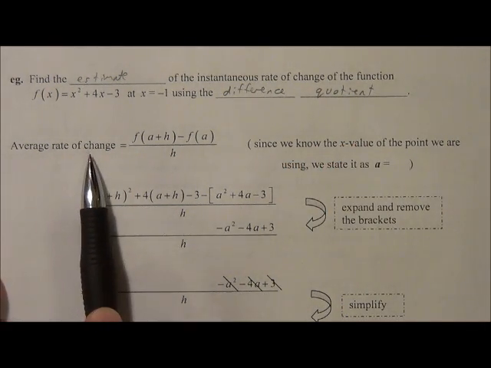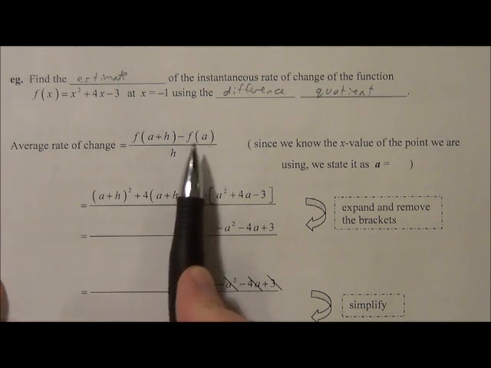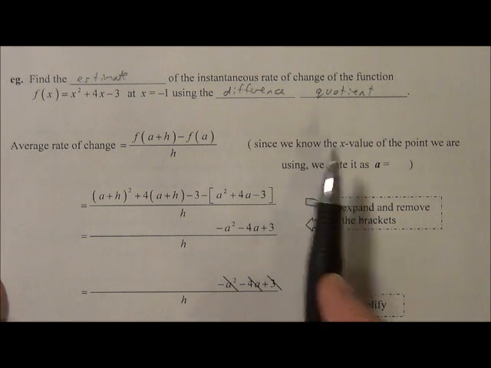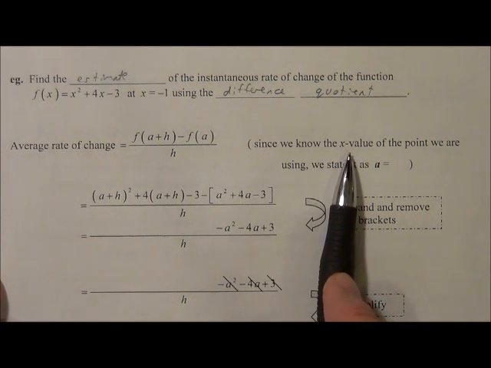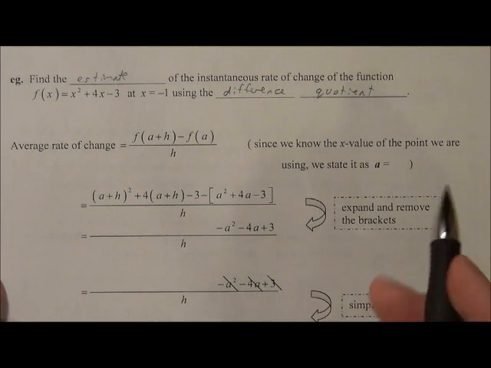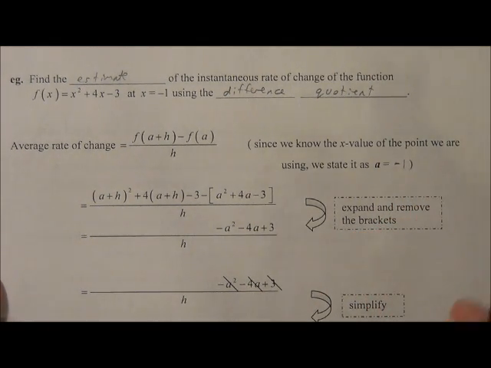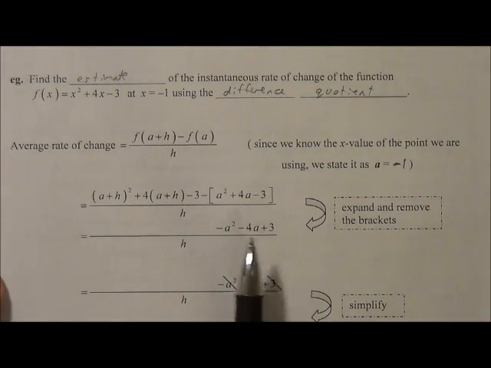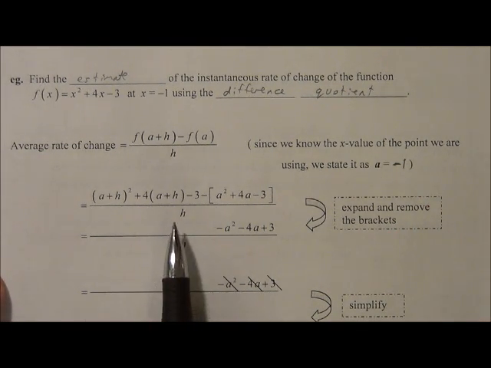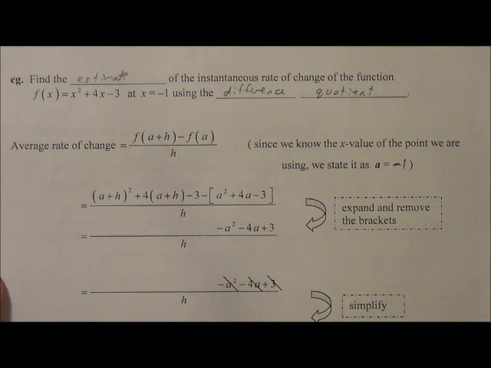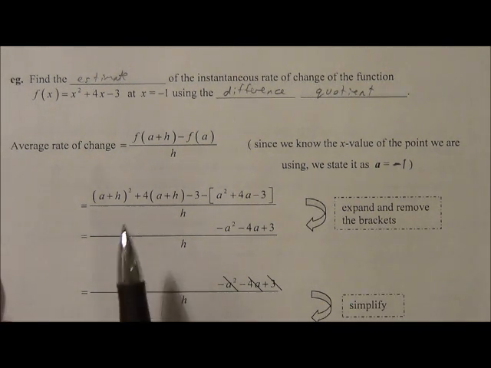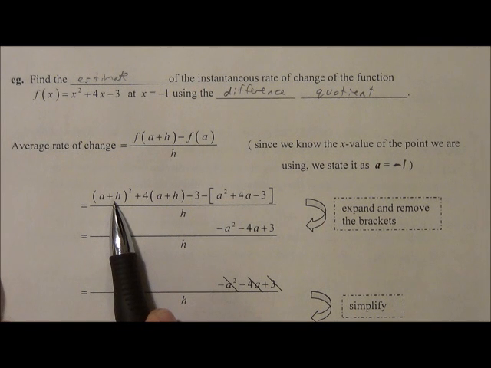Okay, so the average rate of change is f of a plus h minus f of a all over h. Okay, because we know the x value of the point, we state it as a equals negative 1. Now we're not going to put a equals negative 1 in yet. We're just going to simplify all of this all the way down to some neat little expression at the end, and then we'll substitute in the negative 1 for a. Okay, so first of all, expand out a plus h all squared, please.